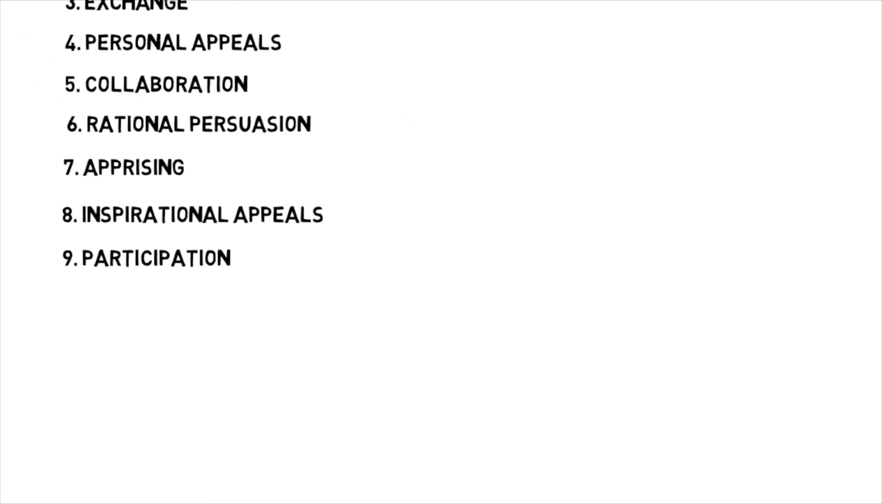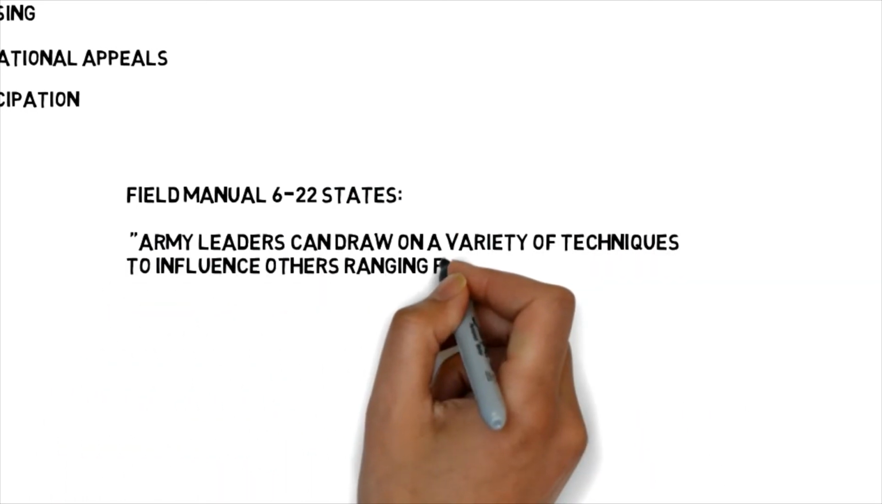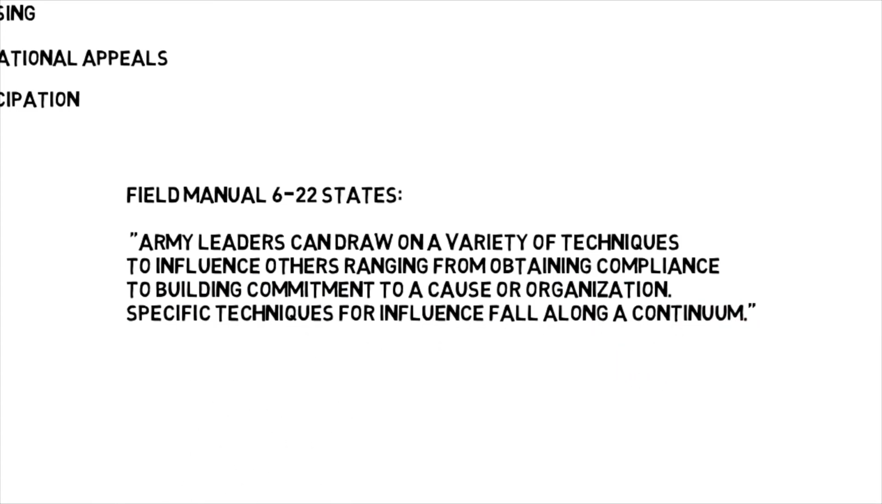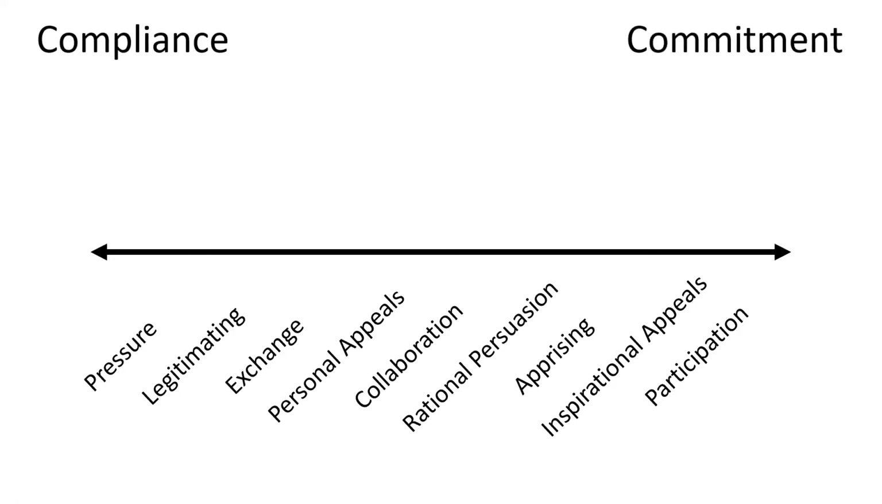Field Manual 6-22 states that, quote, Army leaders can draw on a variety of techniques to influence others, ranging from obtaining compliance to building commitment to a cause or organization. Specific techniques for influence fall along a continuum. The continuum that the manual references ranges from pure compliance on one end and pure commitment on the other. All the methods of influence that we discussed and how they are used fall somewhere along the continuum.